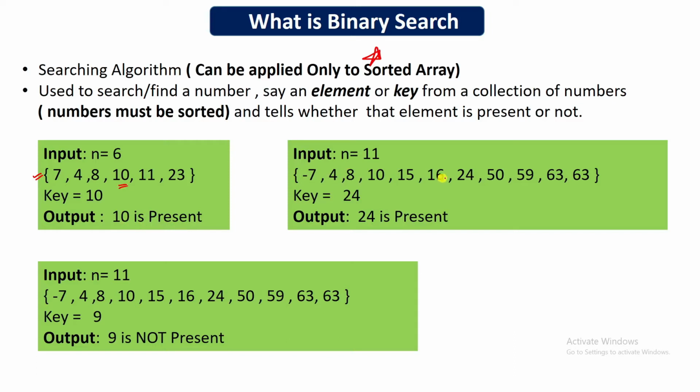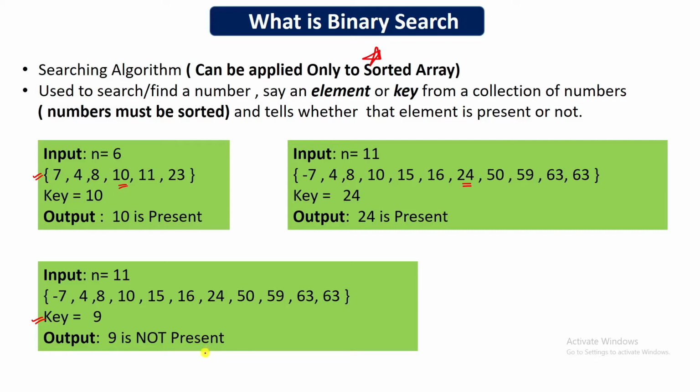If you are given this array, it is actually in non-decreasing order, or in a simple sense you can say increasing order. Non-decreasing means all the elements are in increasing order, but some of the elements are also repeated. We want to search for 24. 24 is present in this array, so your answer should be 24 is present. Now in this array, we want to find 9. And 9 is actually not present in this array, so your answer should come as 9 is not present.